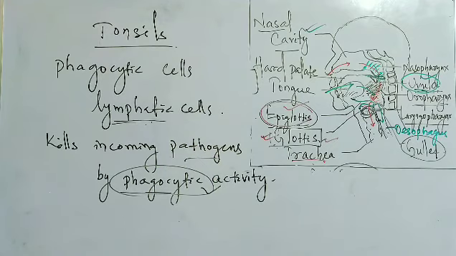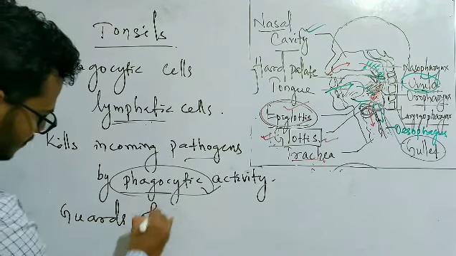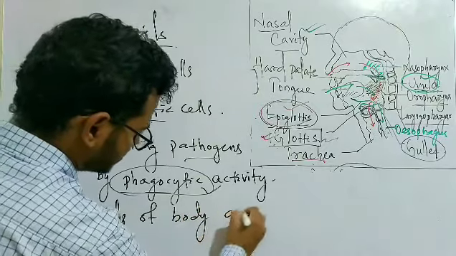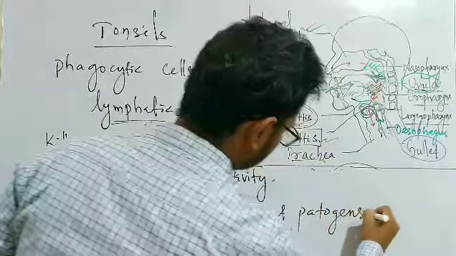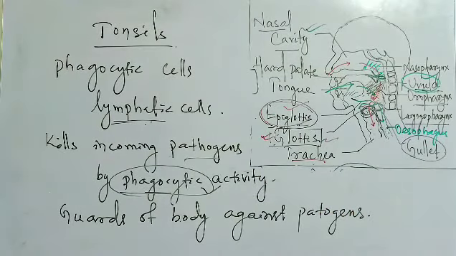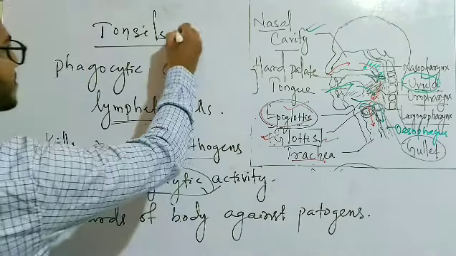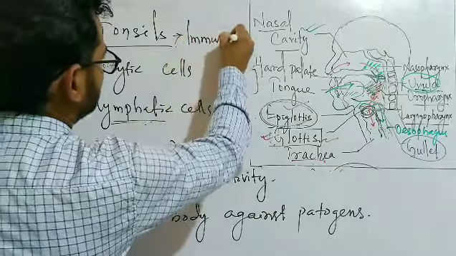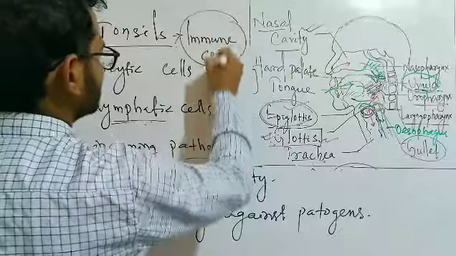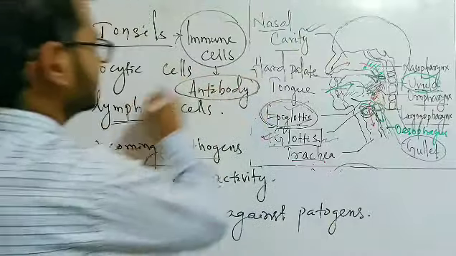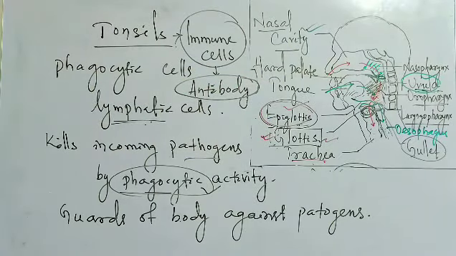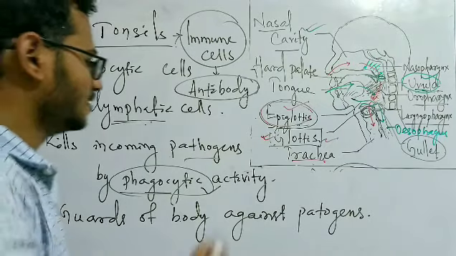Clear? And tonsils are called the guards of the body. They are the guards of the body against pathogens. Clear? So they guard our body against different pathogens. So these are the immune cells, remember. They are the immune cells, and the immune cells produce antibodies, and these antibodies kill bacteria or pathogens.